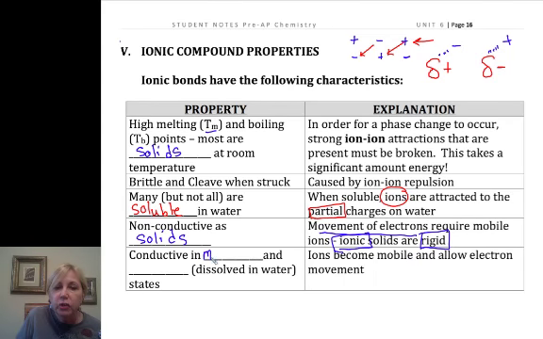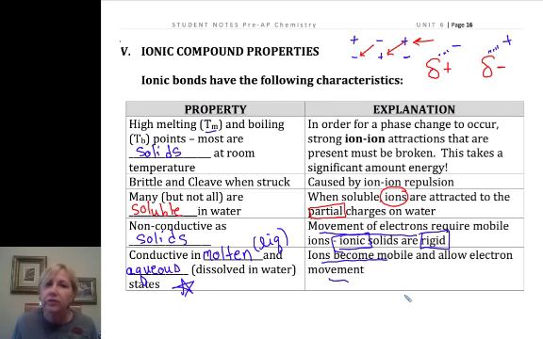Now, they do conduct in their molten or melted liquid state, because the ions become mobile, and that provides that pathway for electron movement. And they also conduct when they are aqueous. You want to learn that word. That's a very important word, aqueous, dissolved in water. Okay? Now, that's it for now.